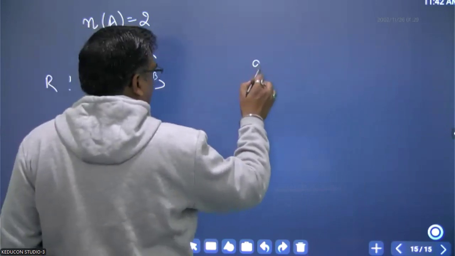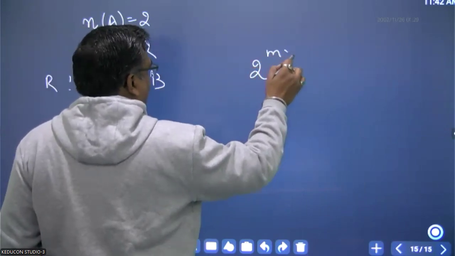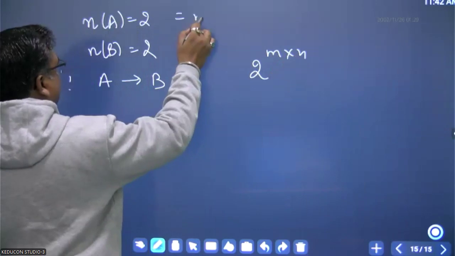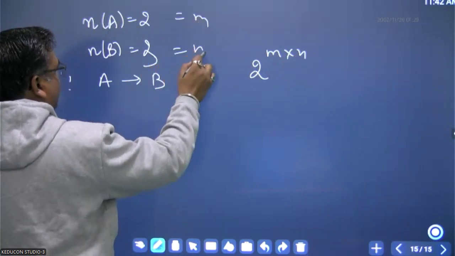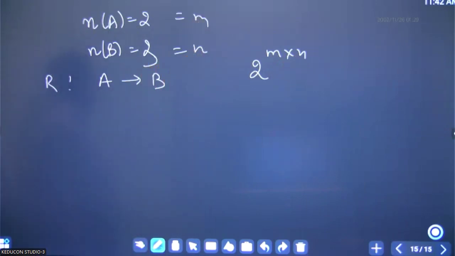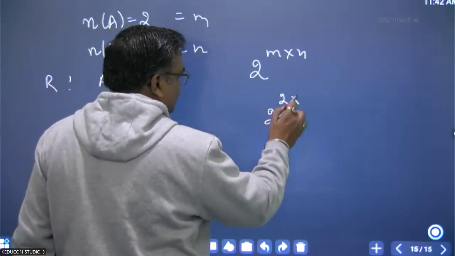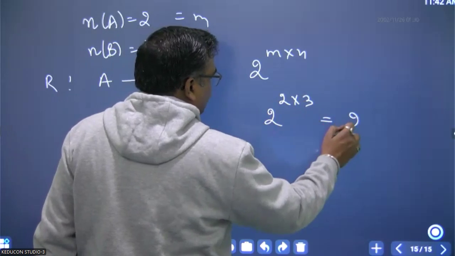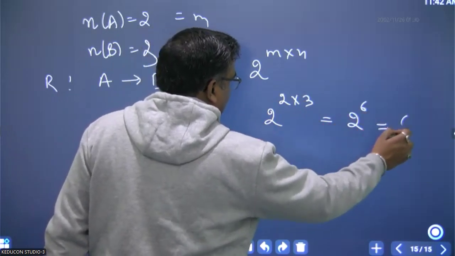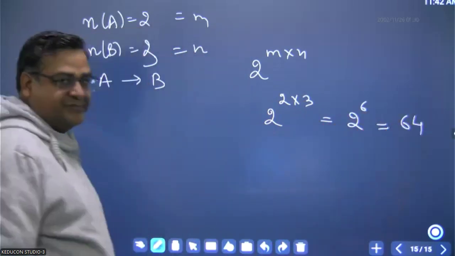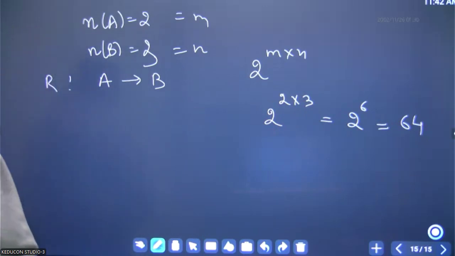This is the formula of 2 to the power m into n. Let's say this is m, this is 3 every time, n. So the product of m and n means 2 raised to power 2 multiplied by 3. So that means 2 raised to power 6, which comes out to be 64. So the right answer for this will be 64. Right, bachon?